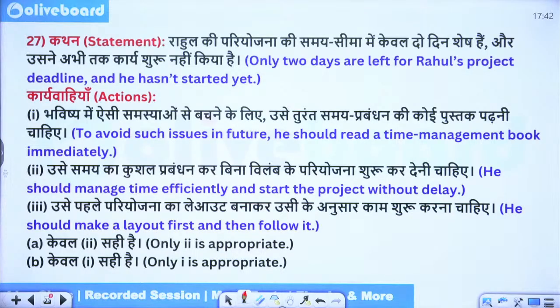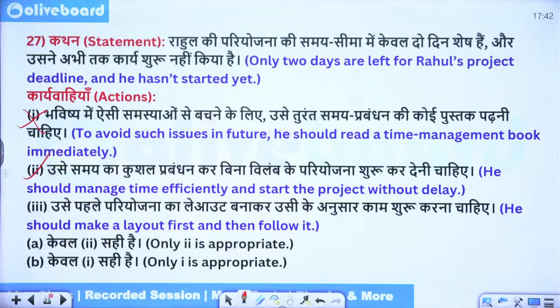Only 2 days are left for Rahul's project deadline and he hasn't started yet. So what can he do? To avoid such issues in future, he should read a time management book immediately. No, that is further waste of time at this stage. He should manage time efficiently and start the project without delay.